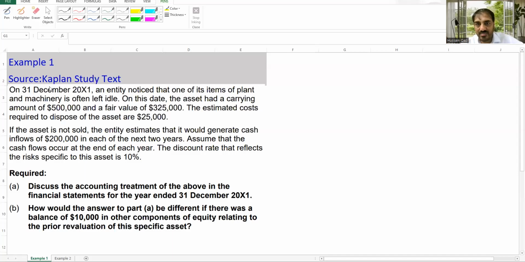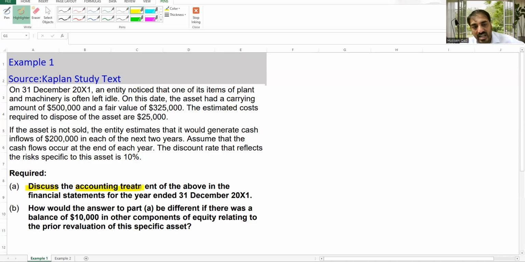Read this question once. I hope that you have already read the question. Otherwise, you have to pause the video and read the question first. This is an intermediary level question. The source is the Kaplan study text. Always try to start reading the question from the requirement.